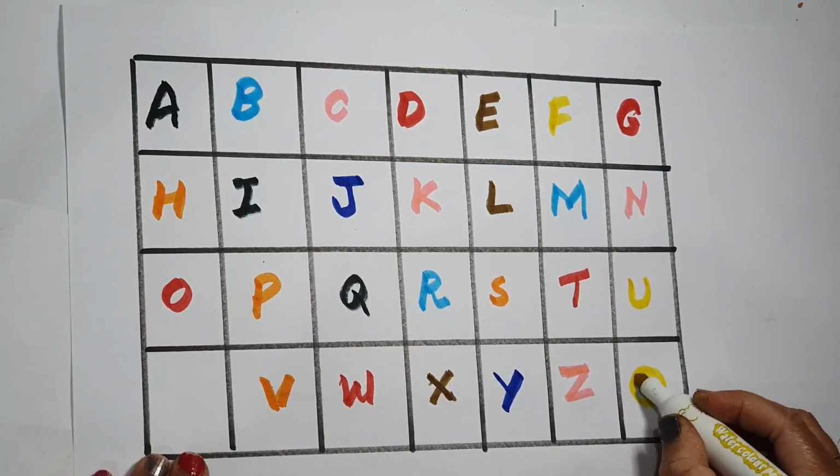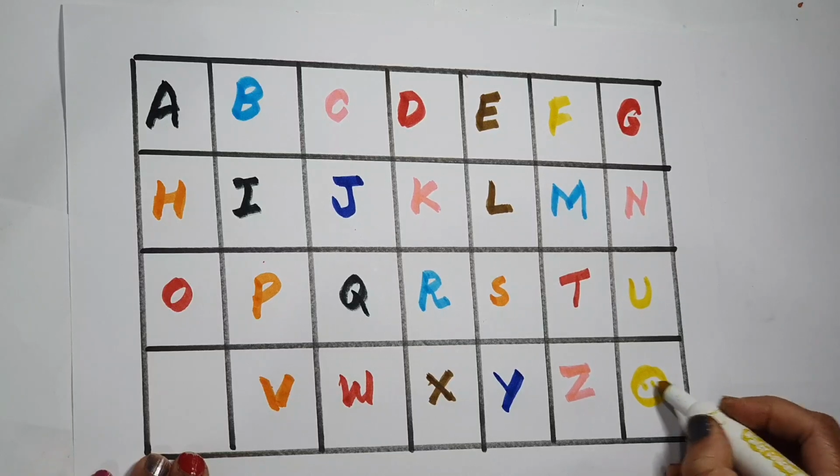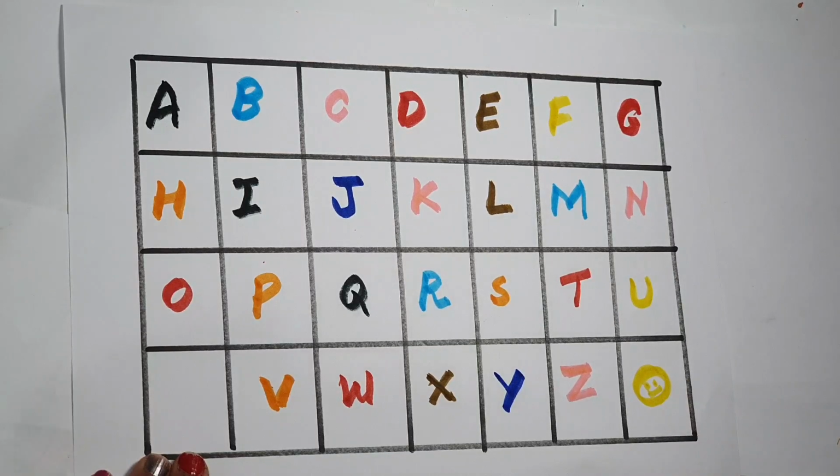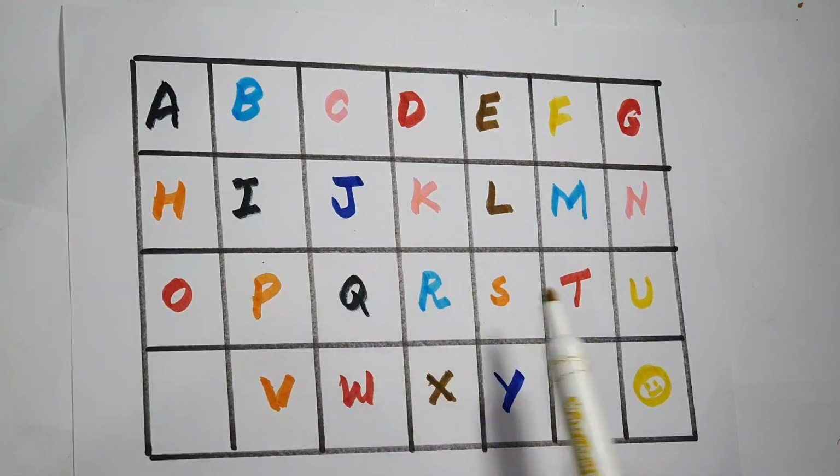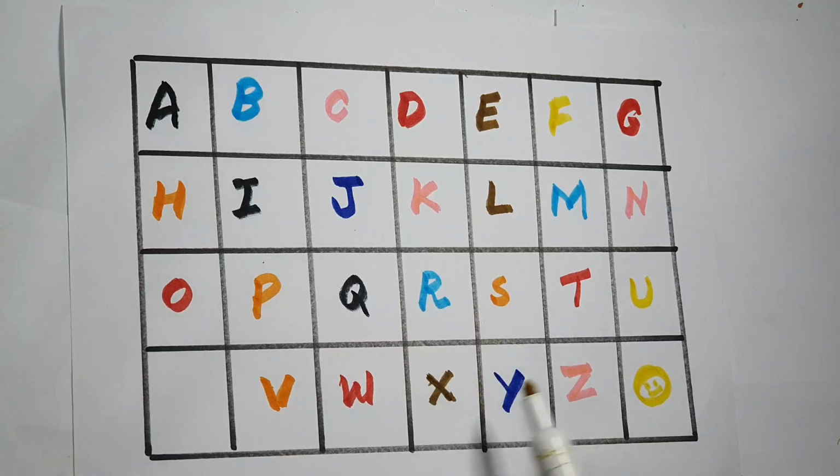And at last, sweet smiley for happy kids. So kids, what we learned today? A, B, C, D, E, F, G, H, I, J, K, L, M, N, O, P, Q, R, S, T, U, V, W, X, Y, and Z. Now I know my ABC.